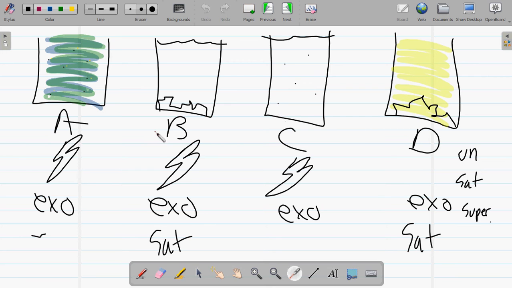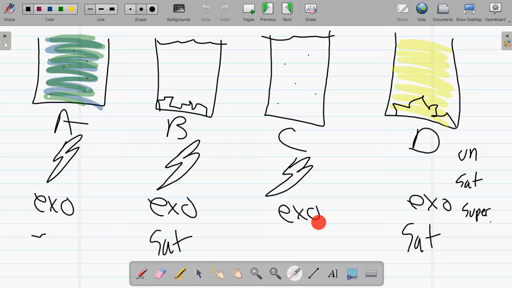All right, so here we have 4 solutions. We have one that's blue-green, we have a clear one with crystals, a clear one with some dissolved stuff in it. They all have dissolved stuff. And then we have a yellow one with crystals. A, B, and C conduct electricity. These are supposed to be lightning bolts. So they are electrolytes. And they all are exothermic, which means they are giving off heat.